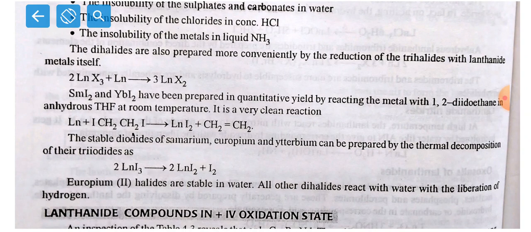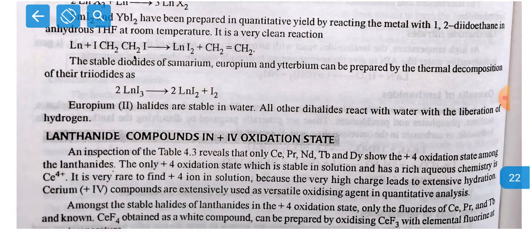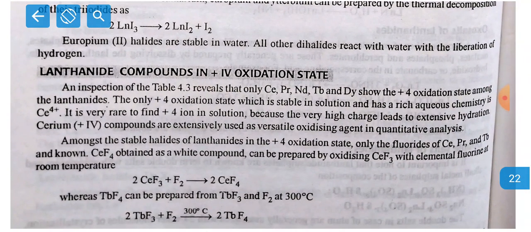The stable diiodides of samarium, europium and ytterbium can be prepared by the thermal decomposition of their triiodides, as 2 LnI3 gives 2 LnI2 plus I2. Europium 2+ halides are stable in water. All other dihalides react with water with the liberation of hydrogen. Lanthanoid compounds in +4 oxidation state.